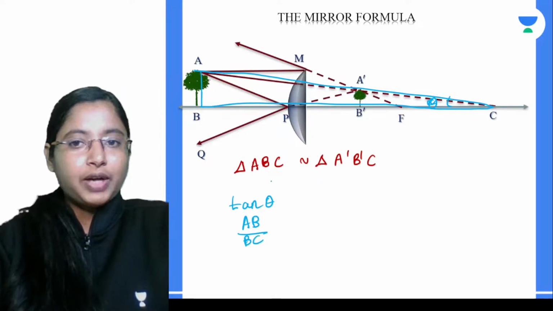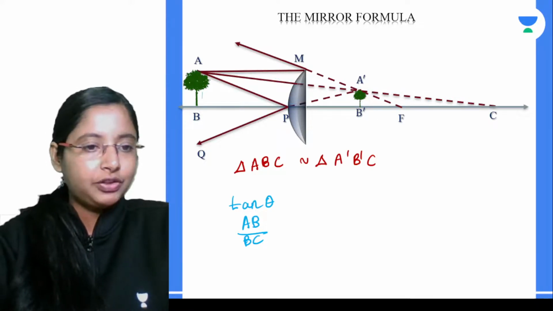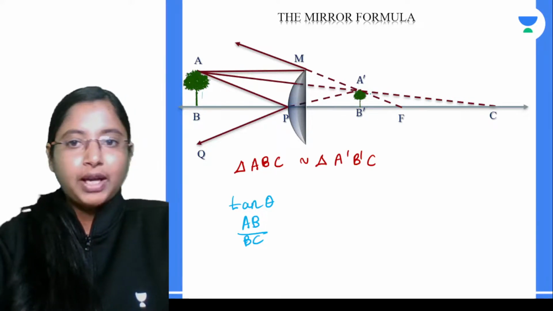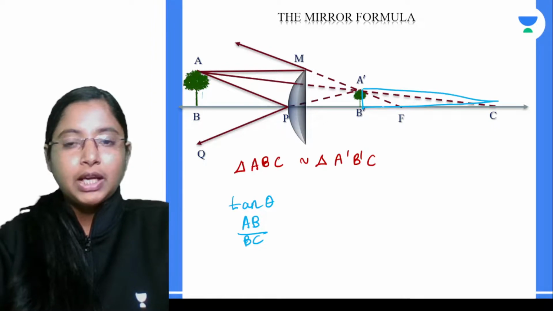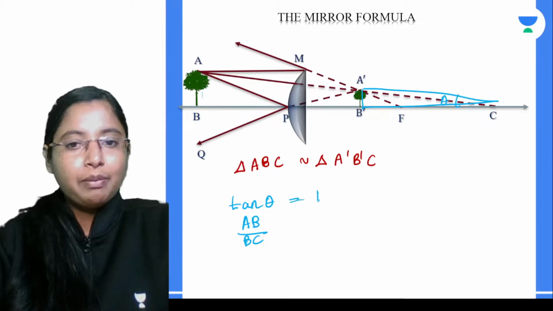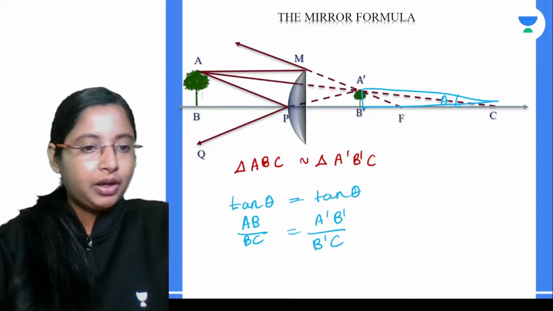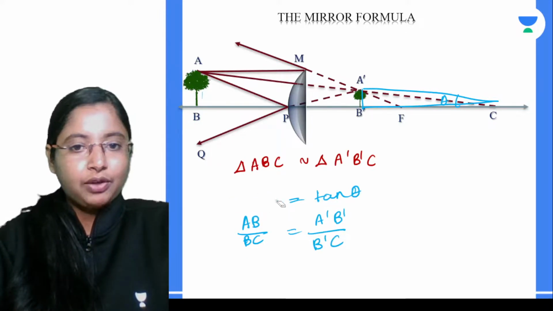Now this triangle, this is for one triangle, we got this. Now again we have another triangle. The other triangle we have is A dash B dash C. This also has the same angle, again this angle is also theta. So try taking tan of theta for this. You'll have A dash B dash divided by B dash C. Okay, now we have this value over here.